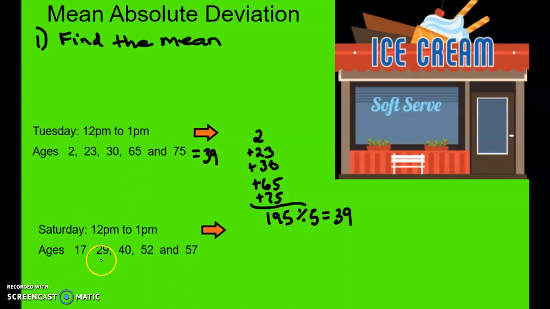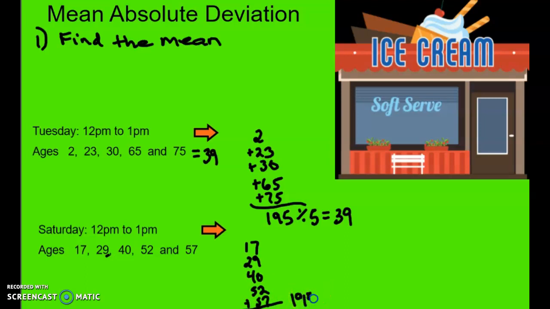Saturday, you're going to have more people during the day that normally would be working during the week and maybe not working on a Saturday that can come in. So let's look at these numbers and let's find the mean for this next set. So we're going to do the 17 plus the 29 plus the 40, 52, and 57. Okay, so when we add these up, we are also going to get 195.